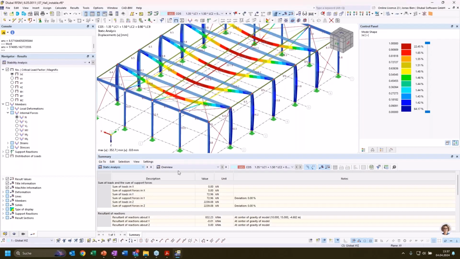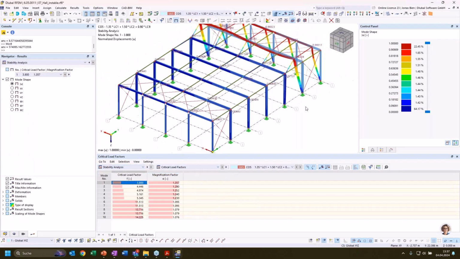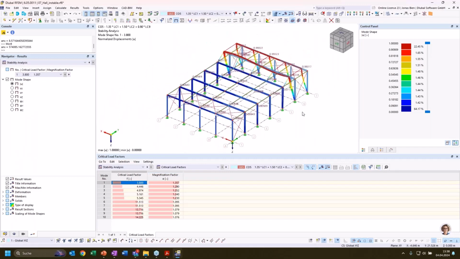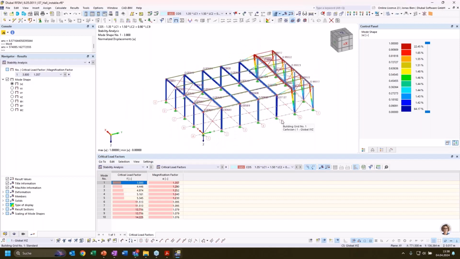And now we can see, okay, with our first mode shape or critical load factor, we are above 1 and our model is good to go, and we have good chances that we can properly design the members within our structure. Yes, these were my last words.